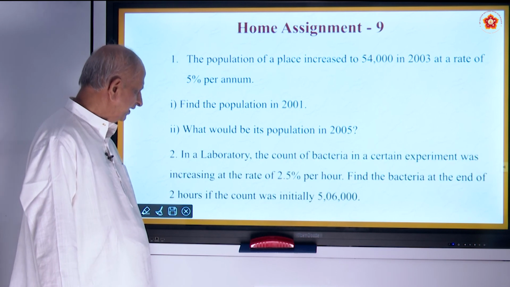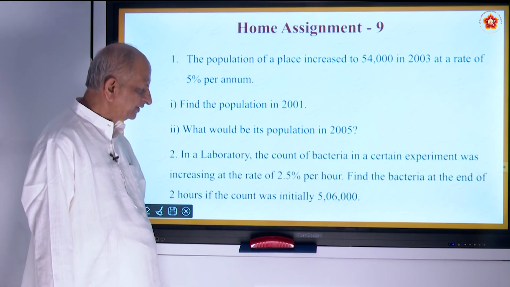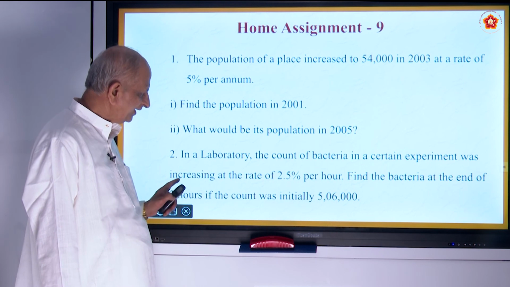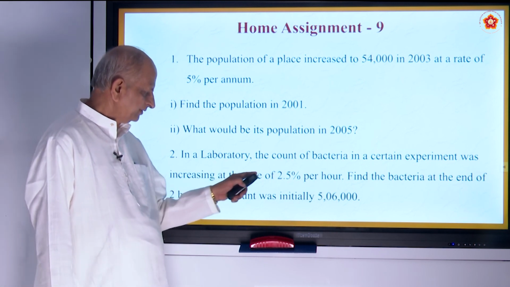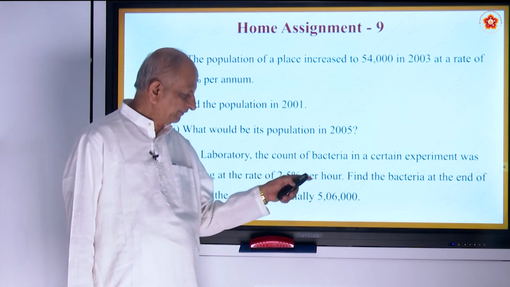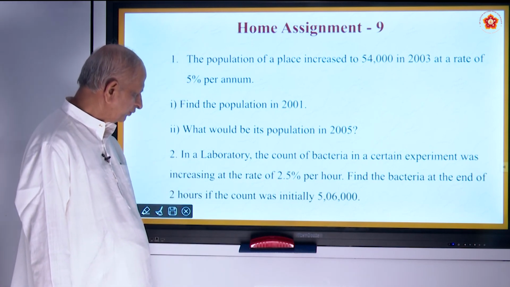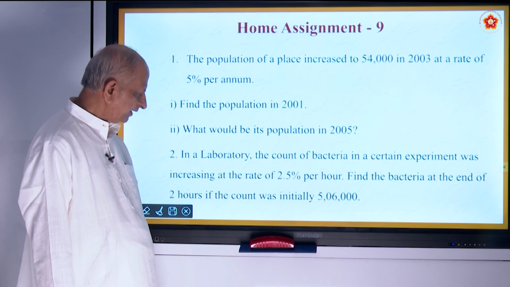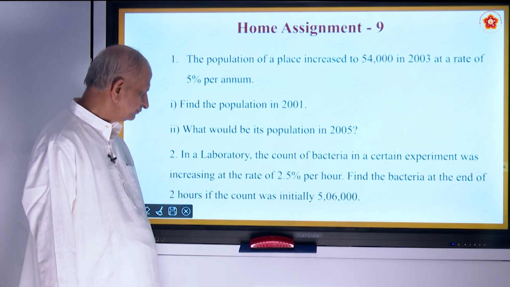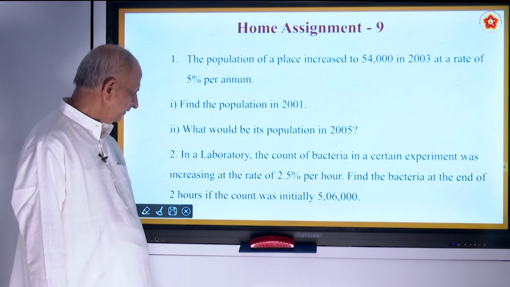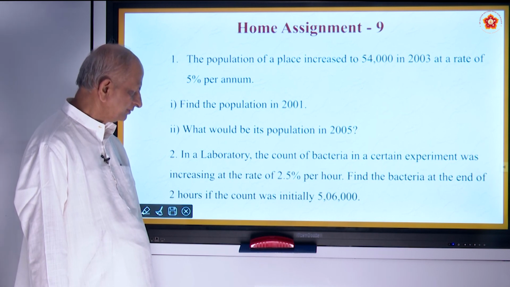Next question. In a laboratory, the count of bacteria in a certain experiment was increasing. Means plus formula. At the rate of 2.5% per hour. Find the bacteria at the end of 2 hours if the count was initially 5,06,000. Okay. That is the second question.